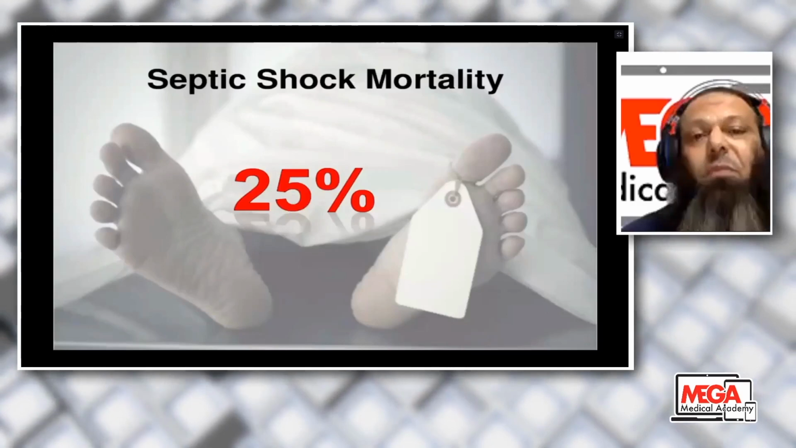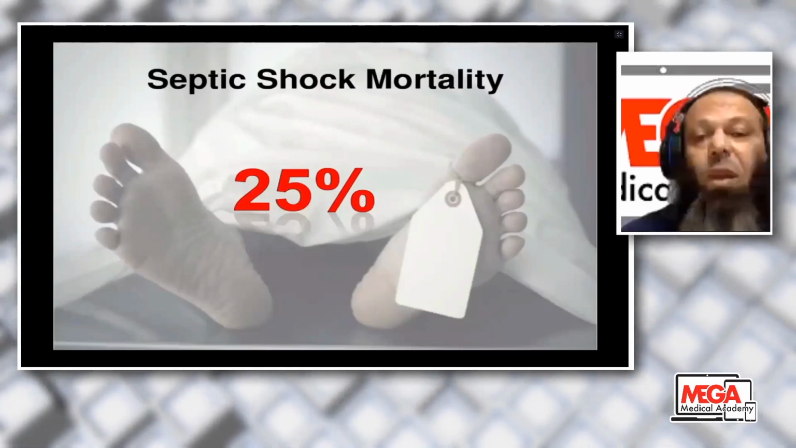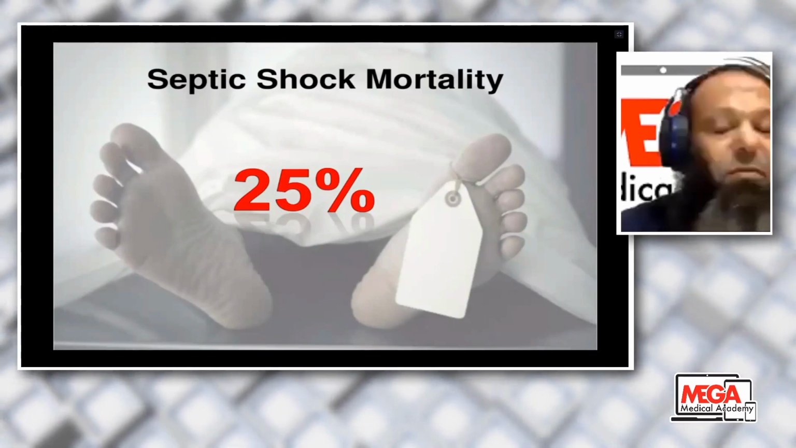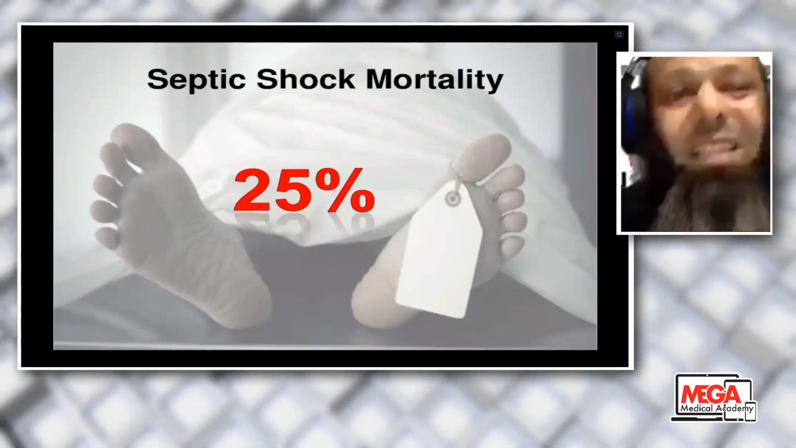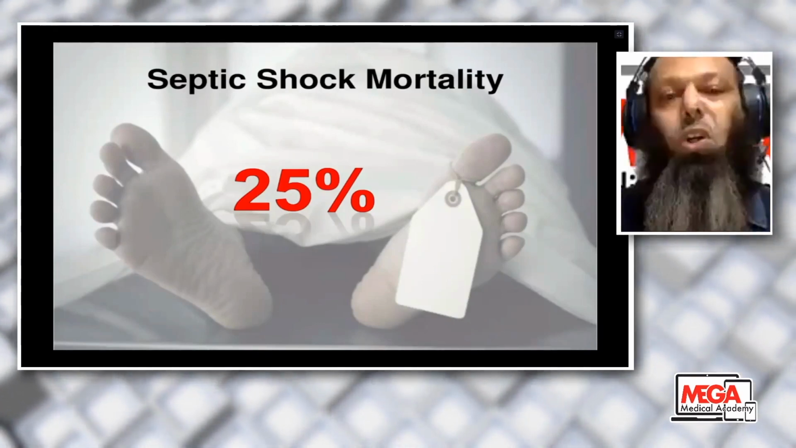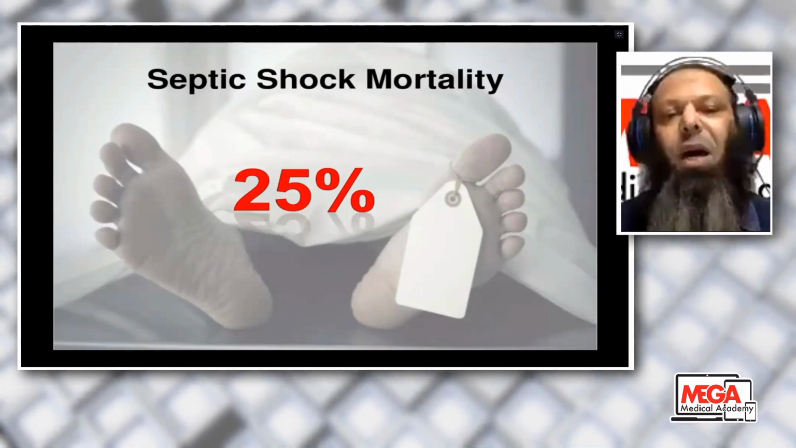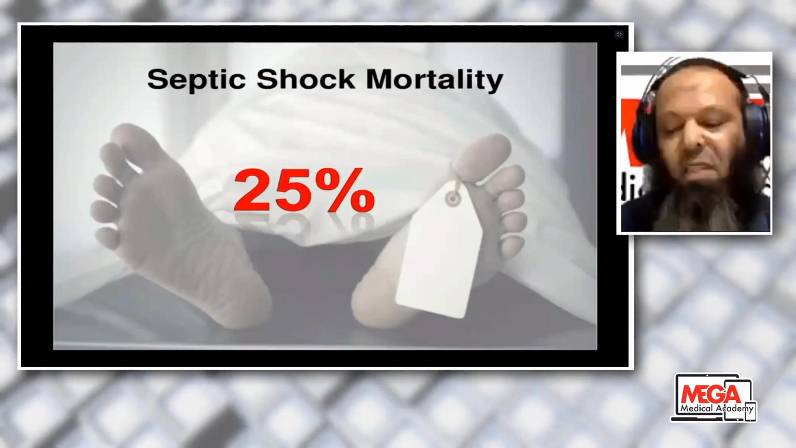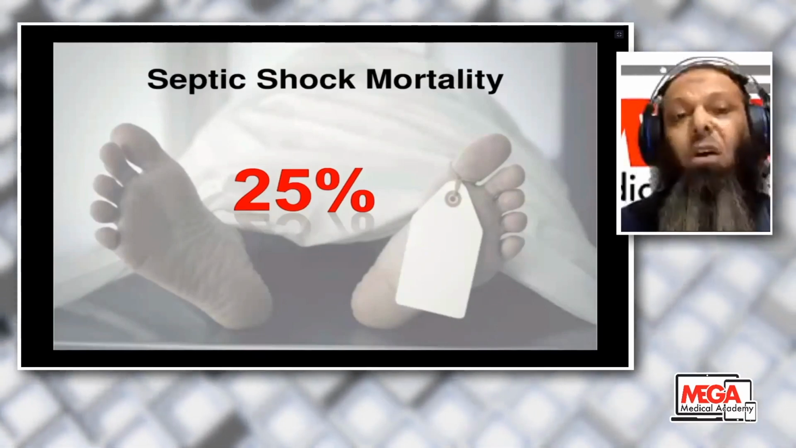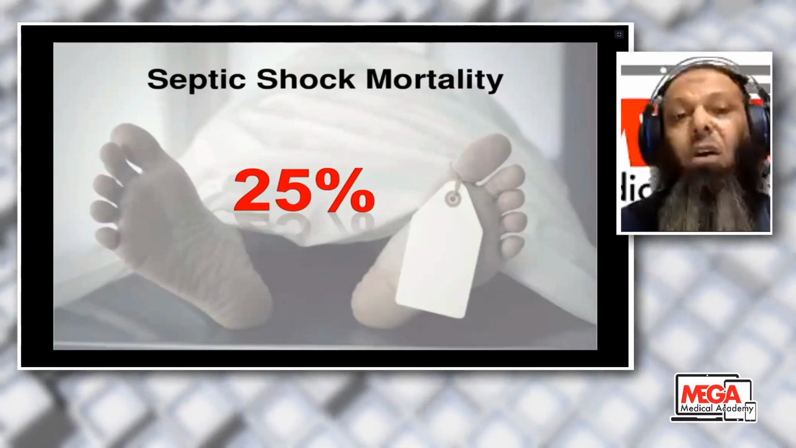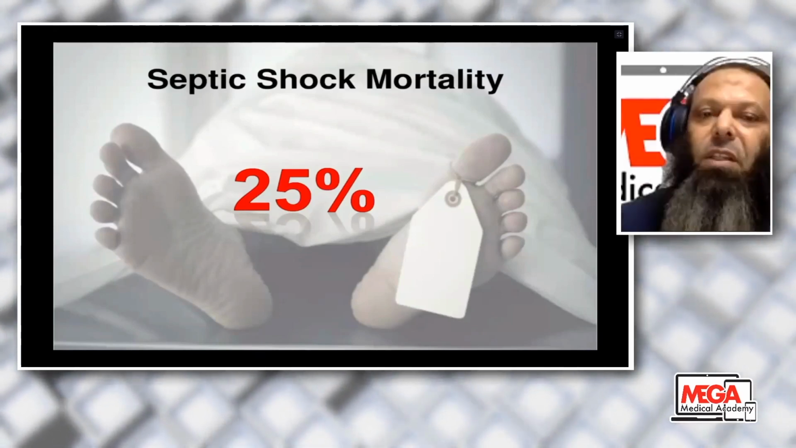Okay, what about septic shock mortality? It's about 25%. So if you have a patient admitted alone with septic shock, not with multi-organ failure, not with ARDS, just septic shock, it's about 25% mortality. So we are underappreciating it; we do not have a septic code or sepsis code.